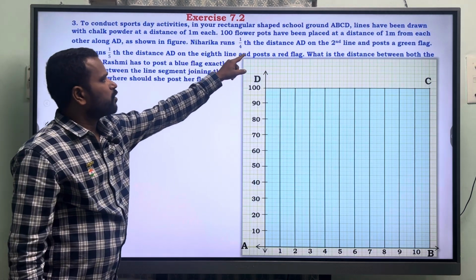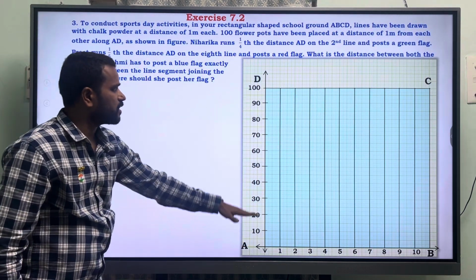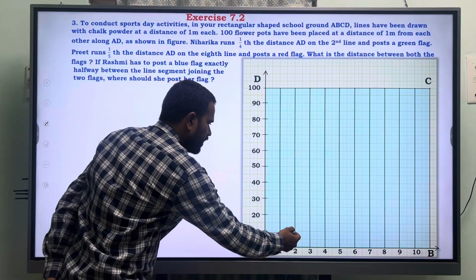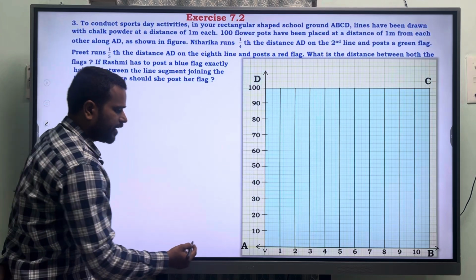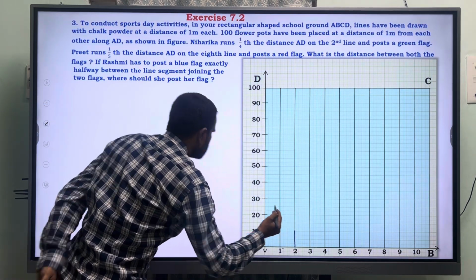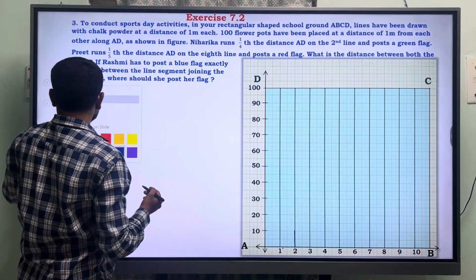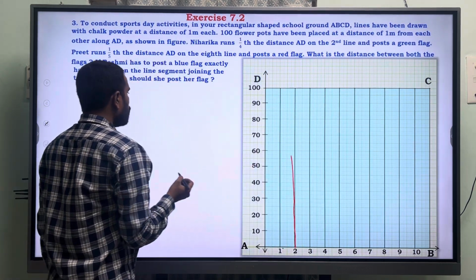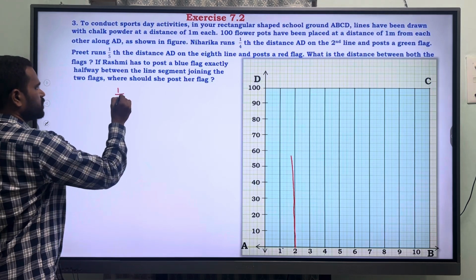Niharika runs 1/4 distance along AD. What is the distance she runs? 1/4 distance AD on the second line. On the second line, she runs how much? Second line means x is 2. On this line, she runs how much distance? 1/4 distance.